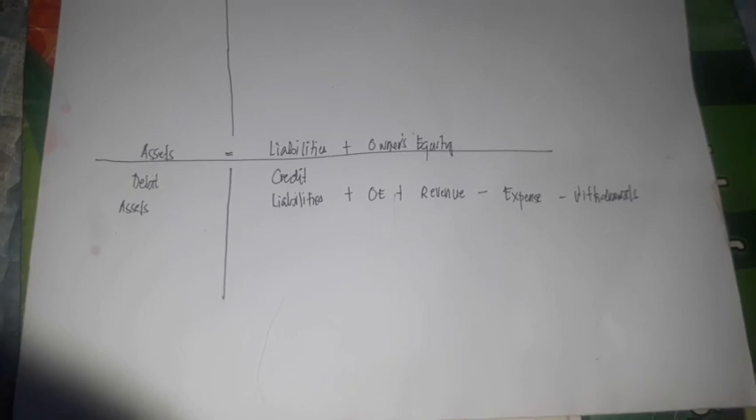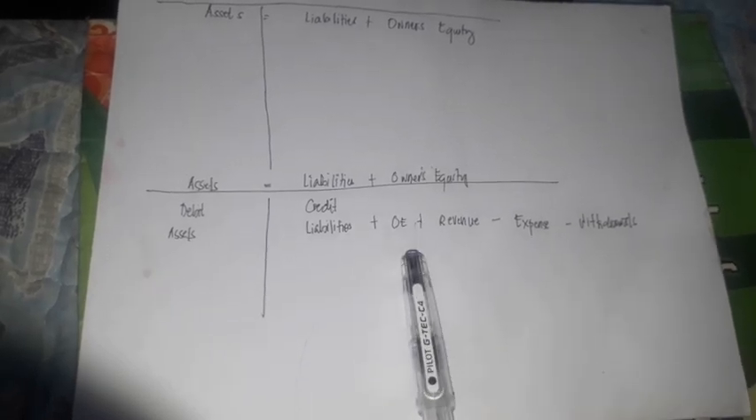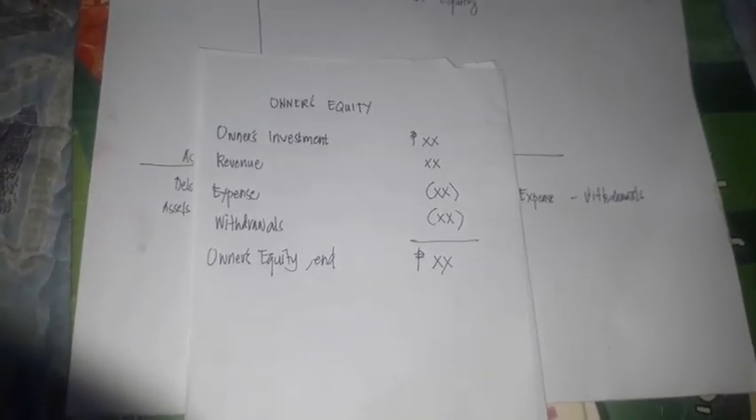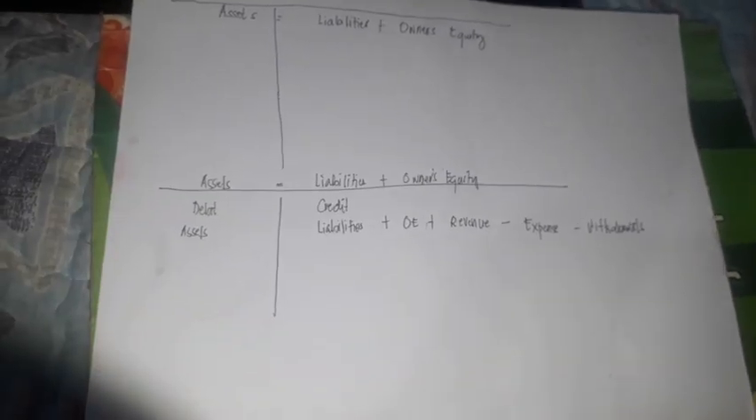So, sa ating basic accounting equation, napaka-awkward po kapag debit and credits. Diba dito, positive na lahat sa assets. And then sa credit side, sa liabilities, okay lang sa liabilities kasi positive naman. Sa owner's equity, positive. So, dahil sa owner's equity, dapat meron po tayong i-take in consideration. Meron po tayong mga owner's investment, revenue, expense, withdrawals, and owner's equity. So, sa owner's equity, ang ating revenue ay positive. So, ang expense natin ay negative. And ang withdrawals natin ay negative.